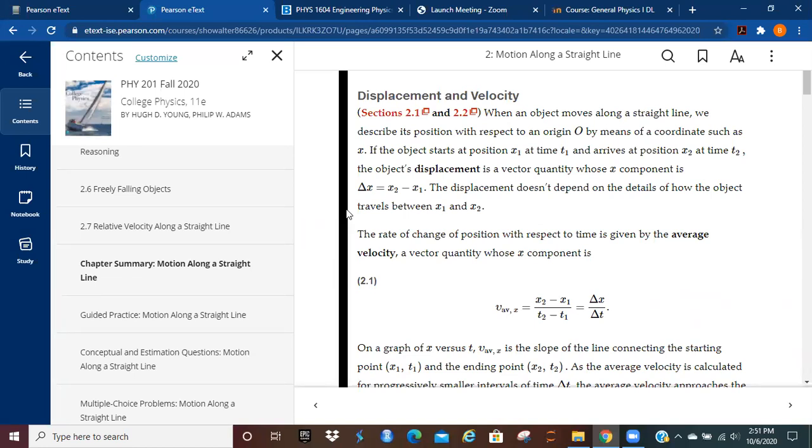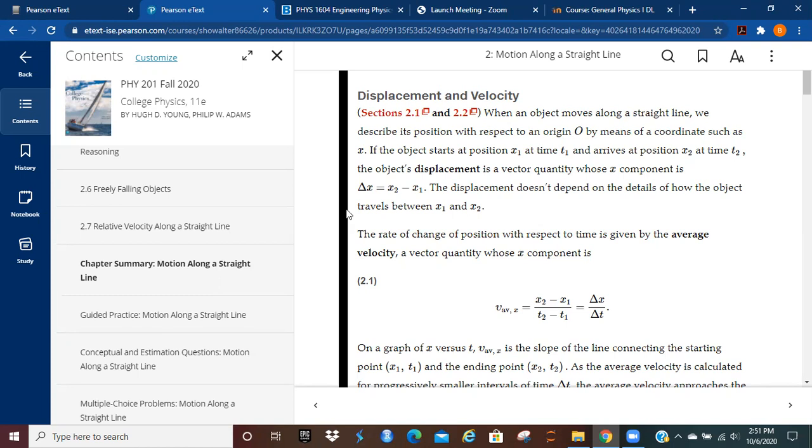When an object moves along a straight line, we're going to describe its position with respect to an origin O by means of a coordinate, such as x. So if the object starts at position x1 at time t1 and arrives at position x2 at time t2, the object's displacement is a vector quantity whose x component is going to be represented with delta x, or change in x, x2 minus x1. The displacement doesn't depend on how it got there, just the fact that it got there.